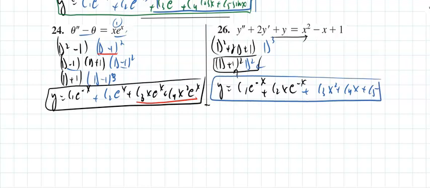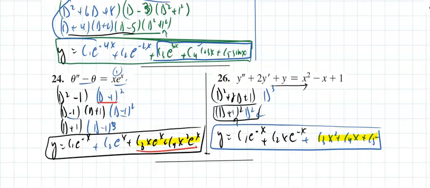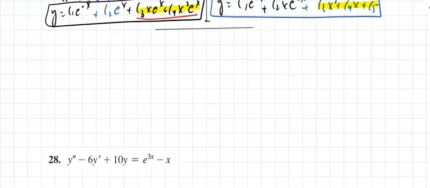And again, the blue part is the particular, that's all they want. So you could just highlight that, say that's the solution, if you really want. Almost done.